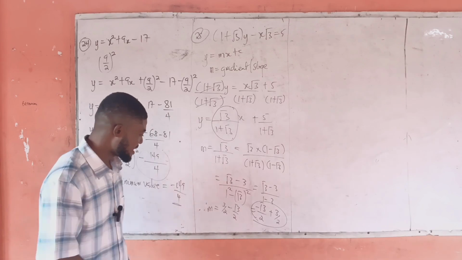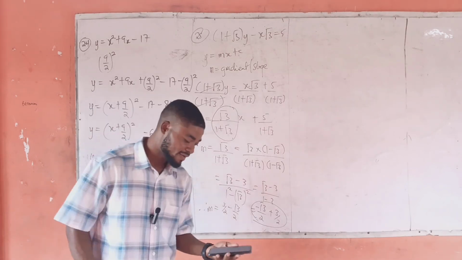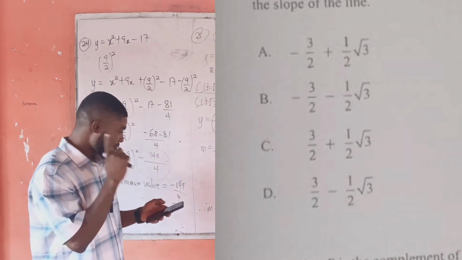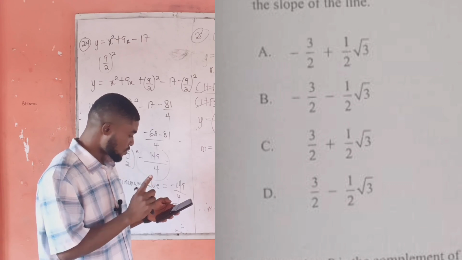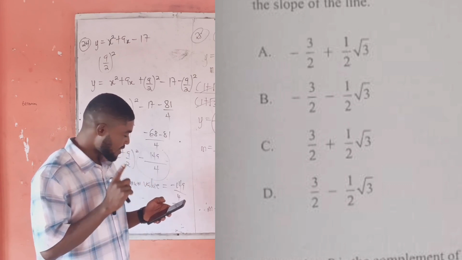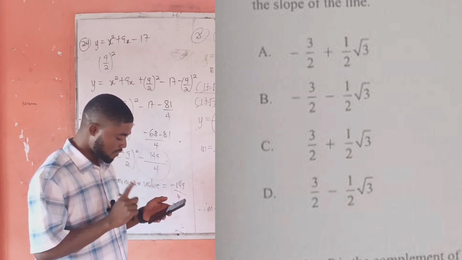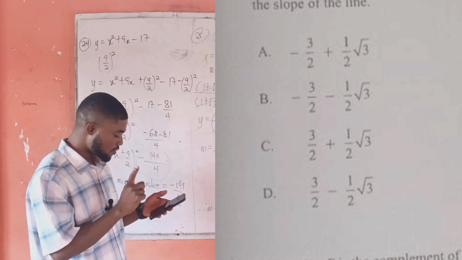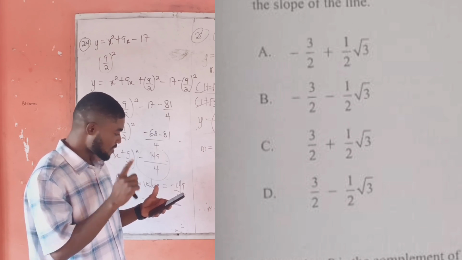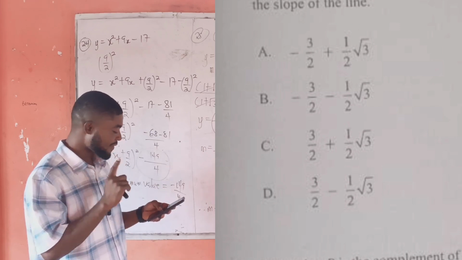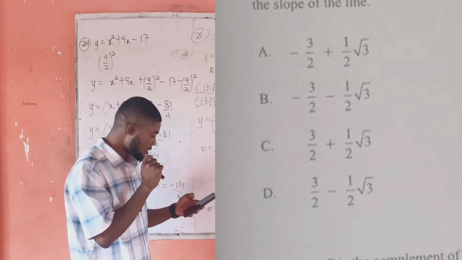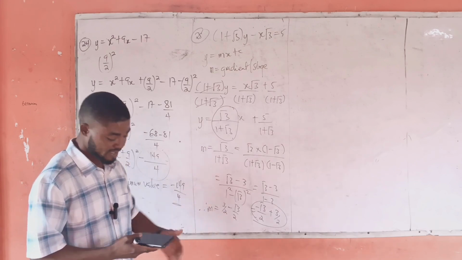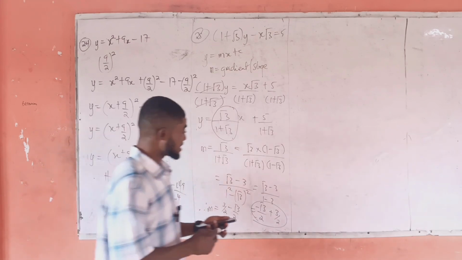Let me just compare this with the options that we have and see which one best suits. The first option is minus 3 on 2 plus 1 on 2 root 3. The second one is minus 3 on 2 minus 1 on 2 root 3. Options A and B are out. Option C is 3 on 2 plus 1 on 2 root 3. That one is also out. Option D is 3 on 2 minus 1 on 2 root 3. So this is the option. Option D is this particular one. Now we go to question 26.